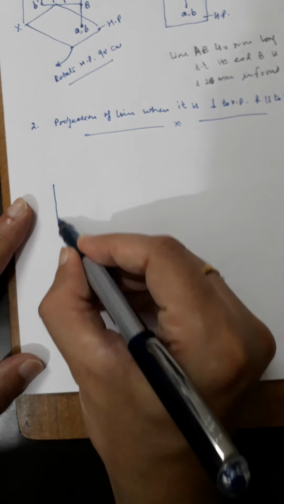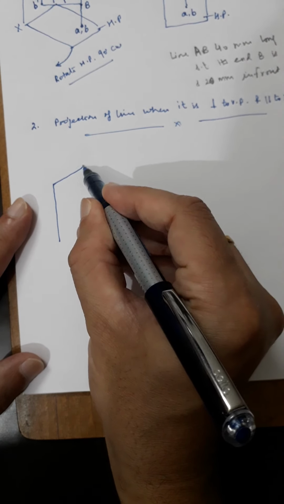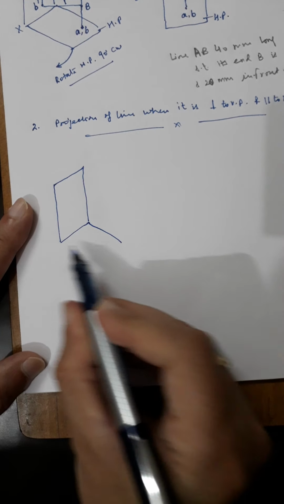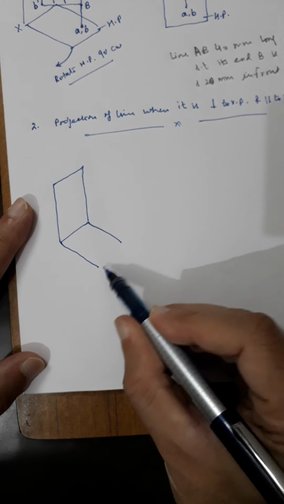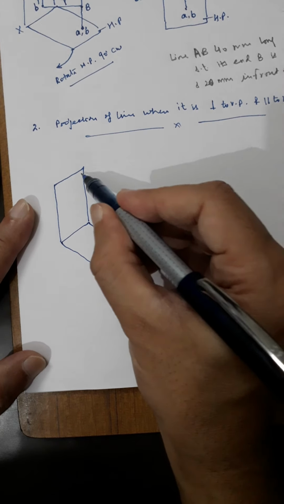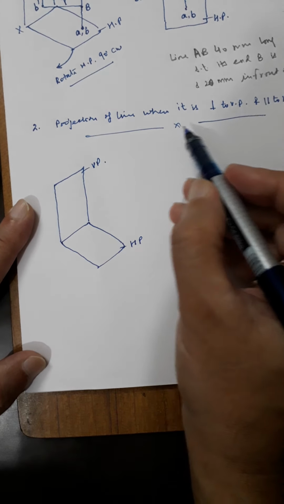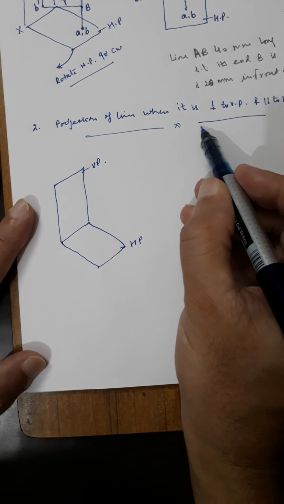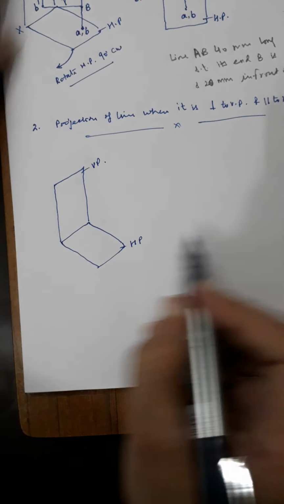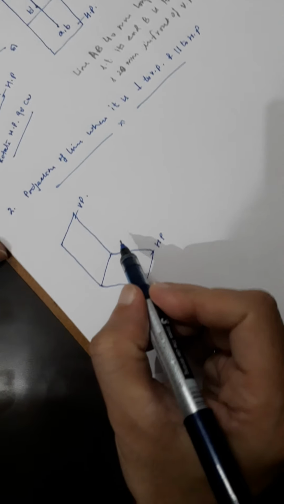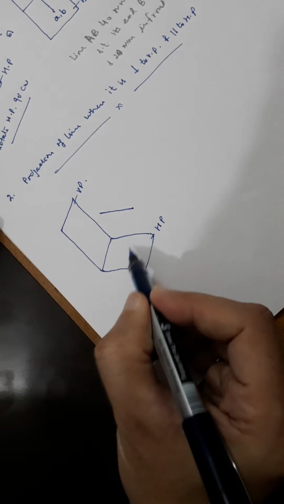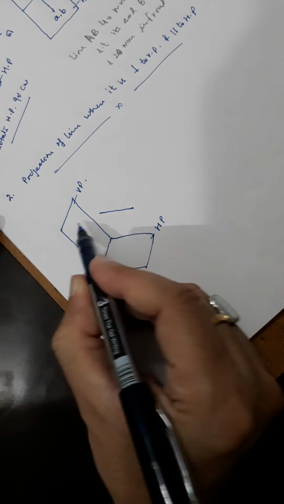So this is the vertical plane and this is the horizontal plane, HP. This is the vertical plane. Now the line, it says it is perpendicular to VP. So the line will be perpendicular to VP and it will be parallel to HP. So the line will be somewhere. Okay, so it can be like this. So the line is here, this line is parallel to HP, but this is perpendicular to VP.